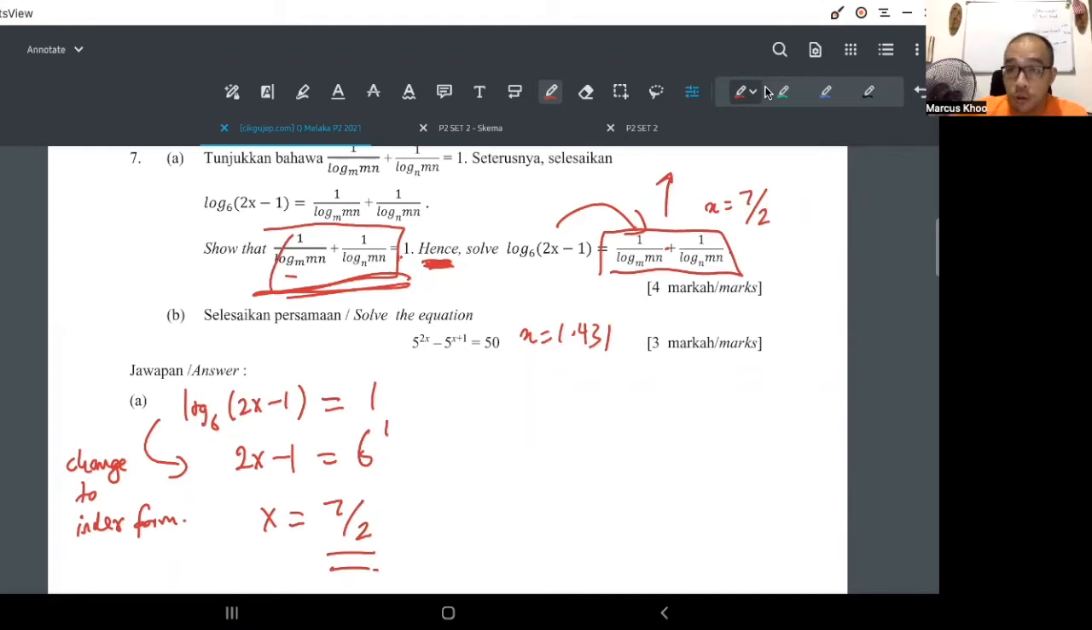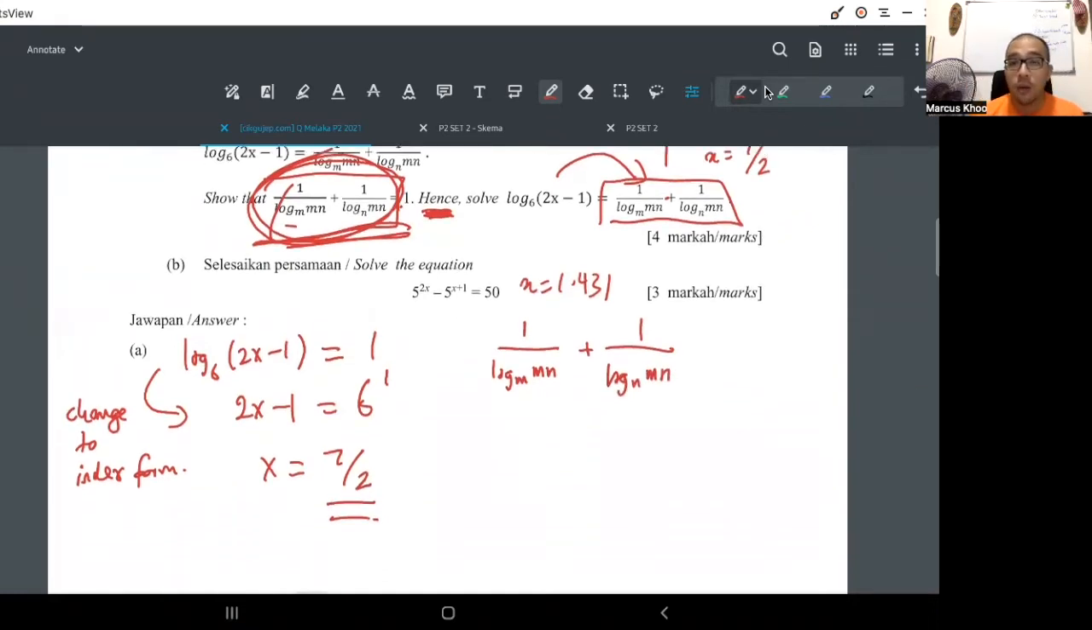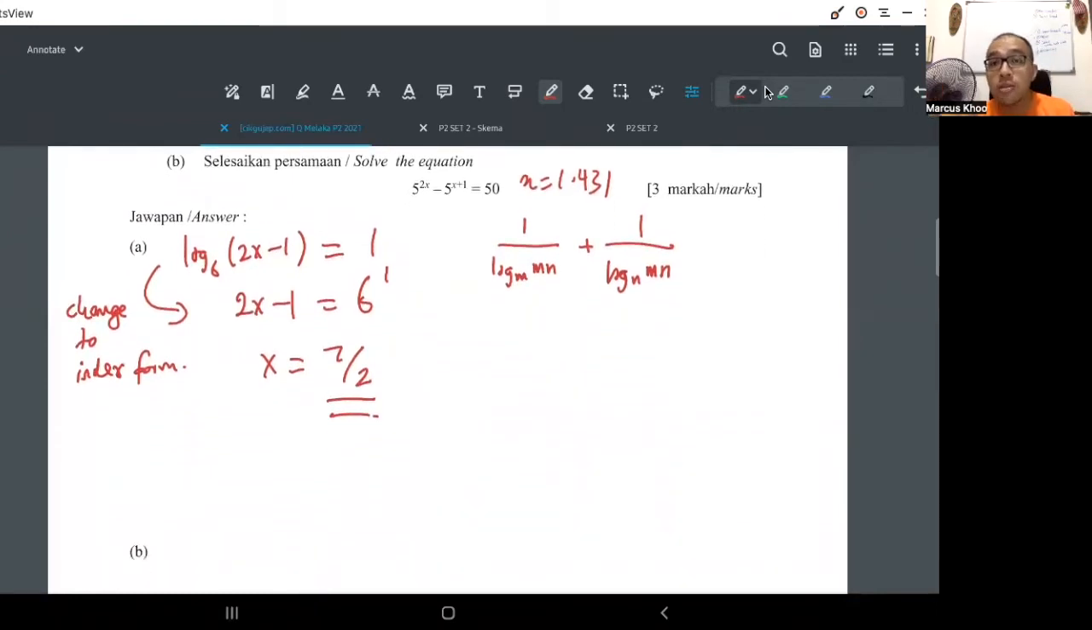But how do we show this original thing? I'm going to start with this: 1 over log_m n plus 1 over log_n mn. How frustrating is this? So what we can do is we can change everything to base m. So this is base m, and this is the only problem now. We change it to base m. I'm going to do this outside first.